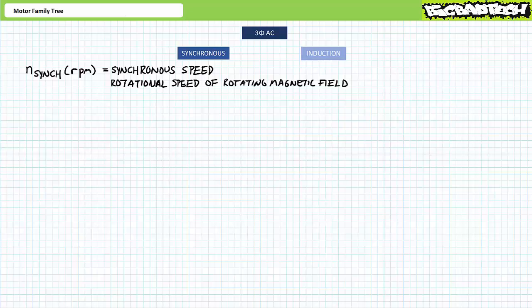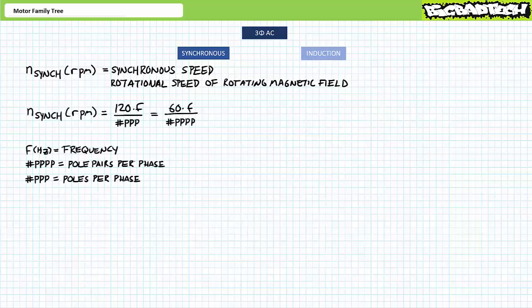The speed of the rotating magnetic field produced by the stator is known as the synchronous speed. Synchronous speed can be calculated as taking 120 times the excitation frequency divided by the number of poles per phase, or as I prefer, 60 times the excitation frequency divided by the number of pole pairs per phase, since the north must accompany a south and vice versa. Note the distinction between the two formulas and my overly dramatic pronunciation: the number of poles per phase and the number of pole pairs per phase.